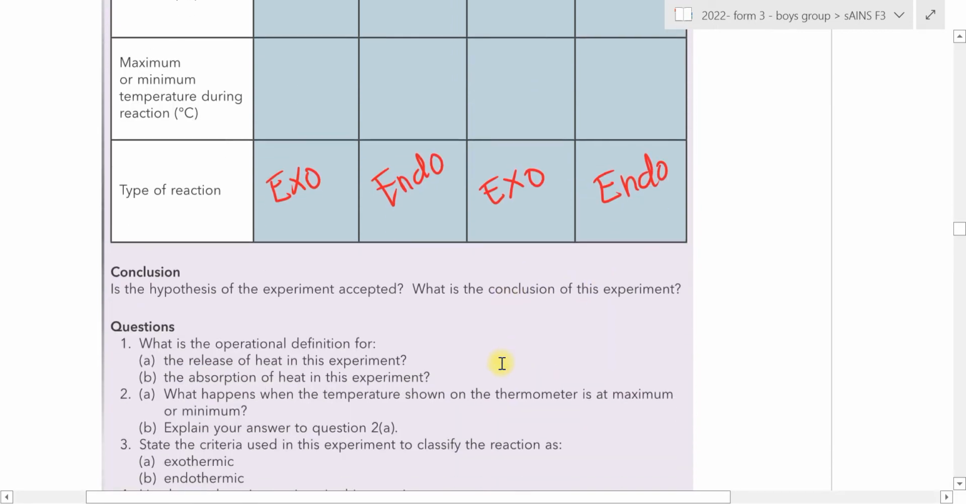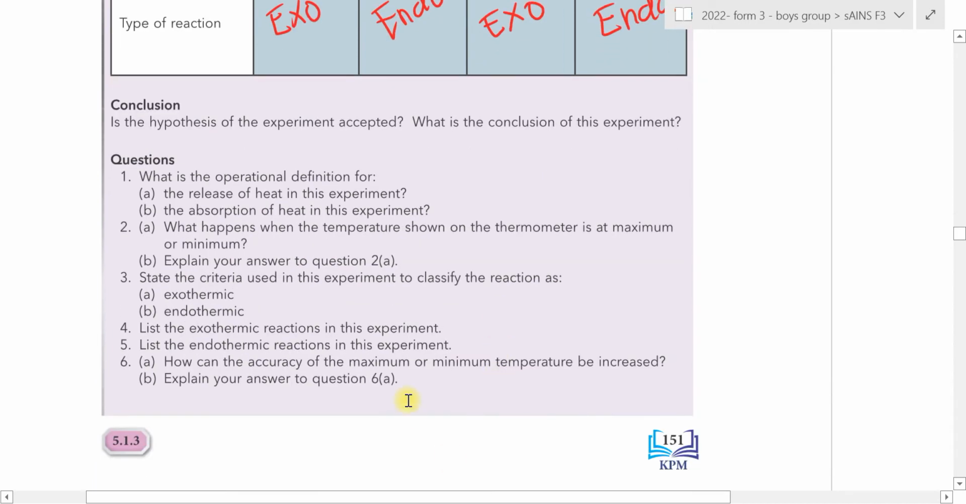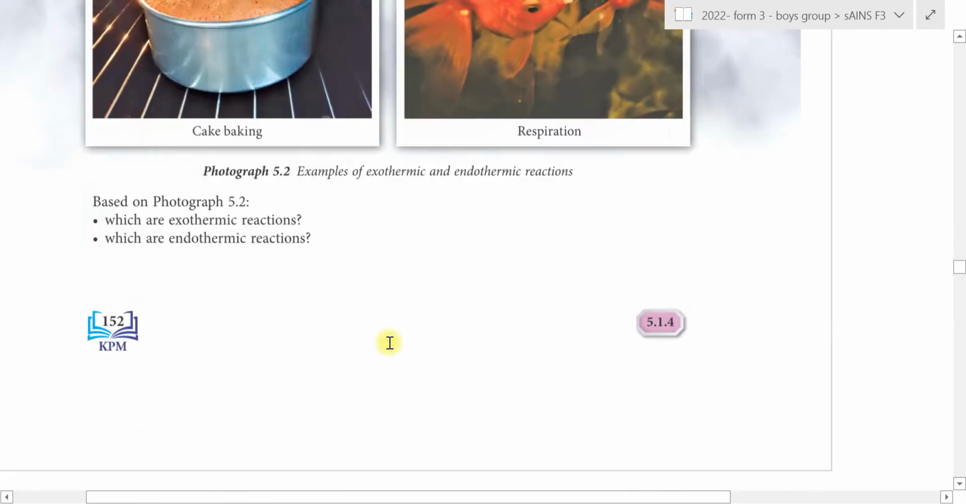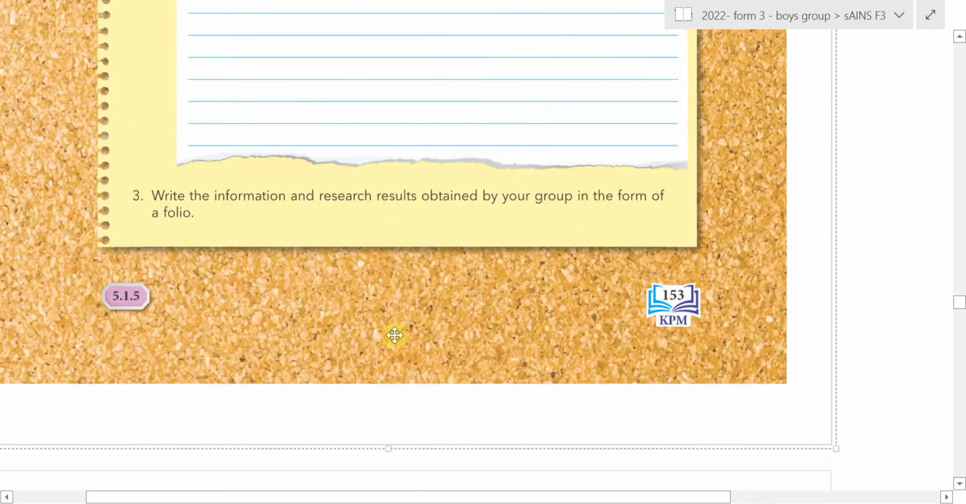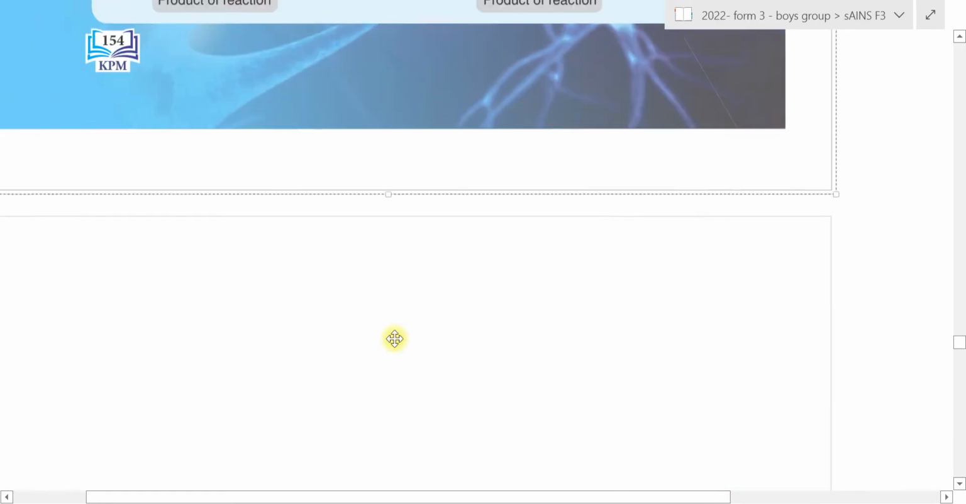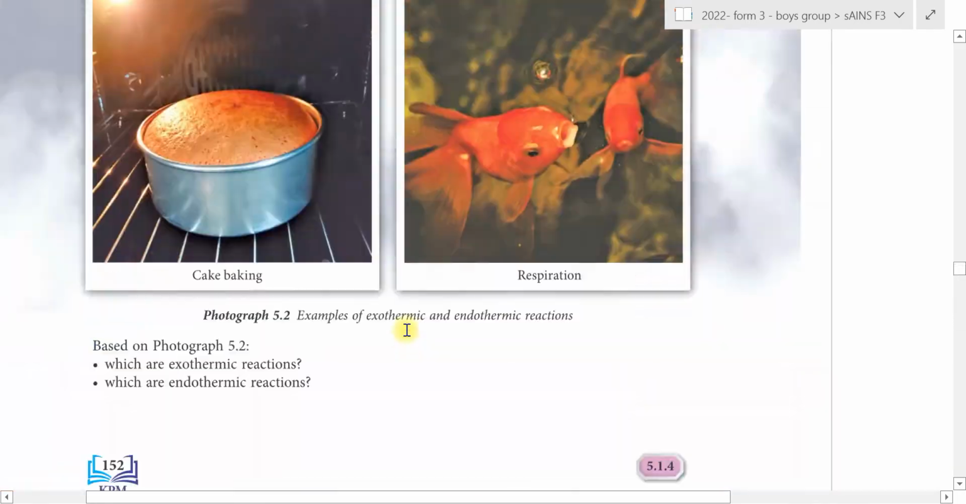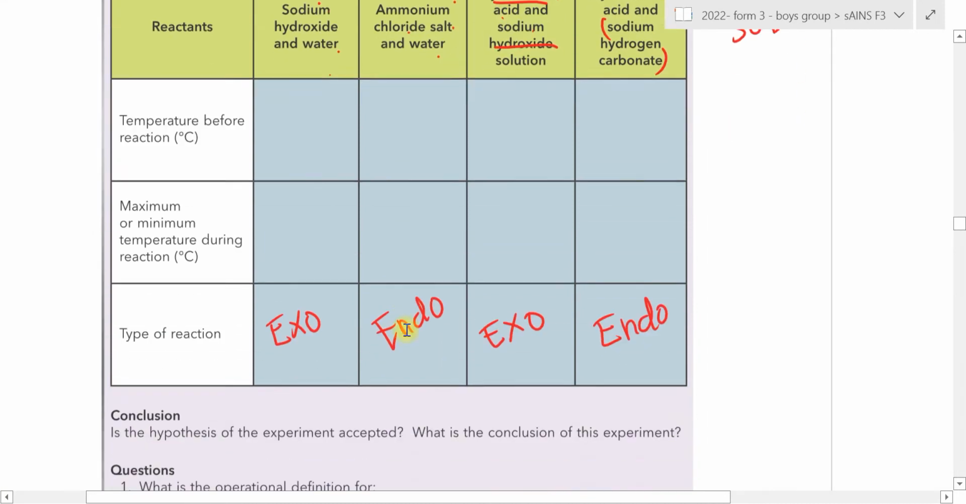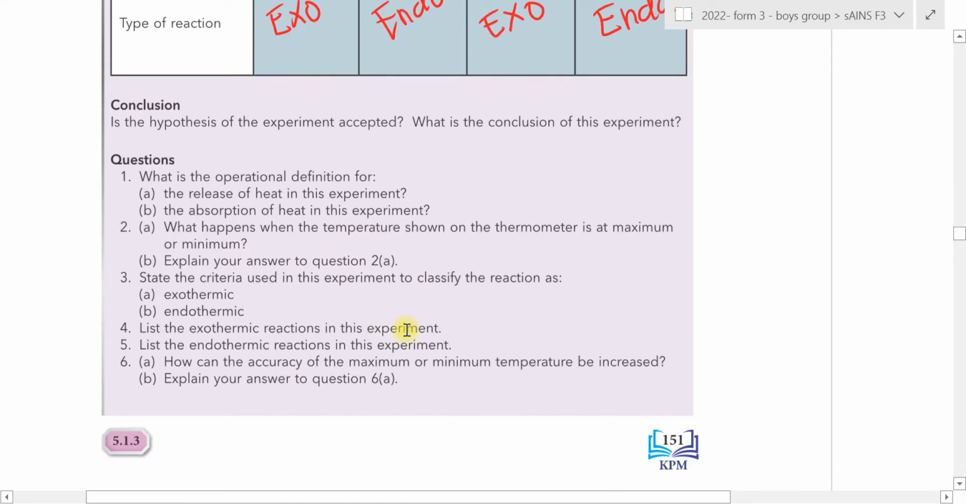Next, let's see the questions first. After that we see the example, then the application. I think that ends the chapter. That's it. Very short chapter. But the questions are not that easy.